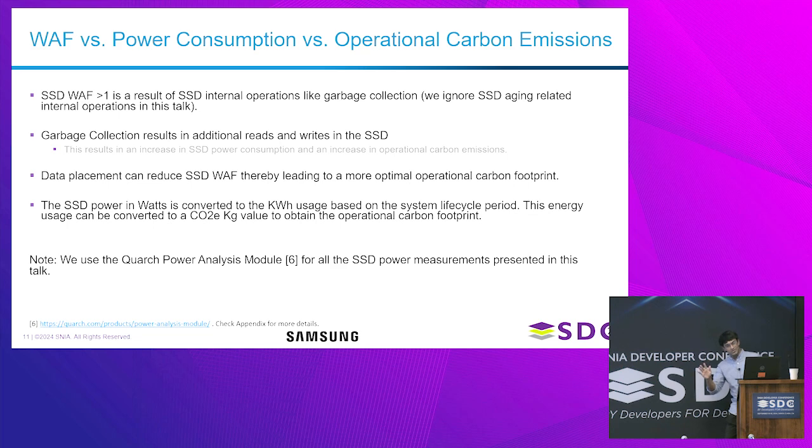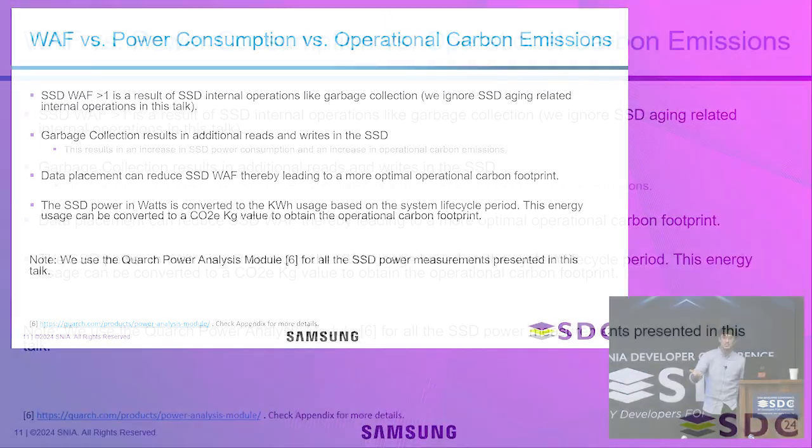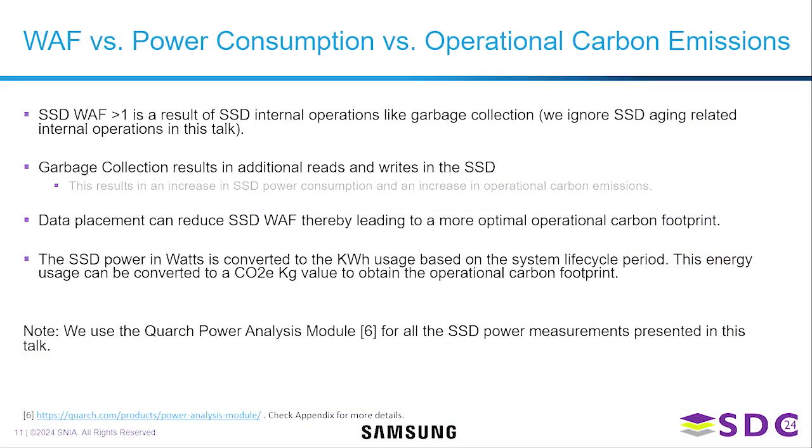So too long didn't read, your WAF is high, your power consumption is high due to the extra garbage collection events. If your power consumption is high, your operational carbon emissions are going to be high as well, right? So the key here is that, again, the way to reduce your operational carbon footprint or reduce your power consumption is to make your SSD WAF lower. And again, we believe that data placement is a good way to do it, which we'll cover throughout this presentation.